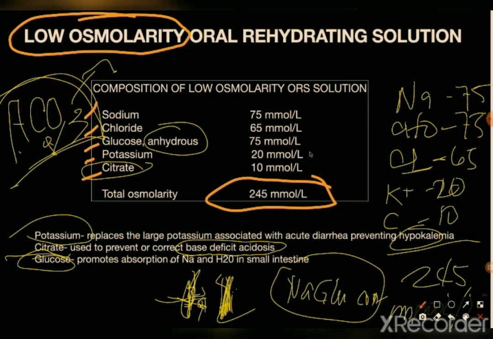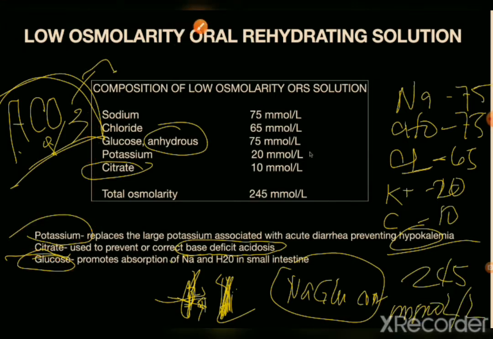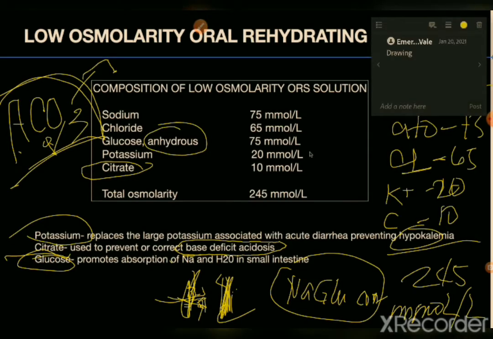Potassium is used to replace the large potassium loss associated with acute diarrhea, preventing hypokalemia. Citrate is used to prevent or correct base deficit acidosis. Then glucose is used to promote absorption of sodium and water in the small intestine. So 75, 65, 20, 10.